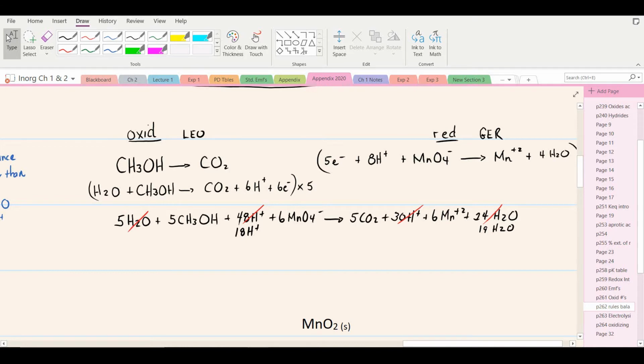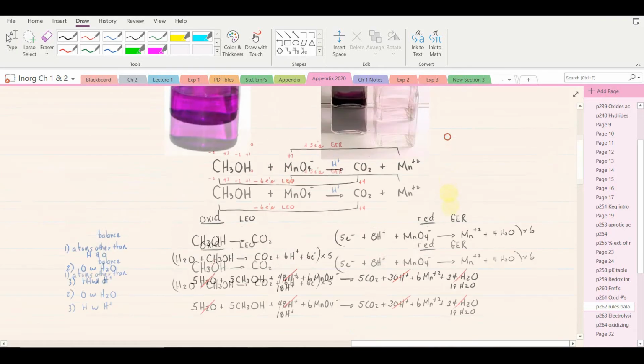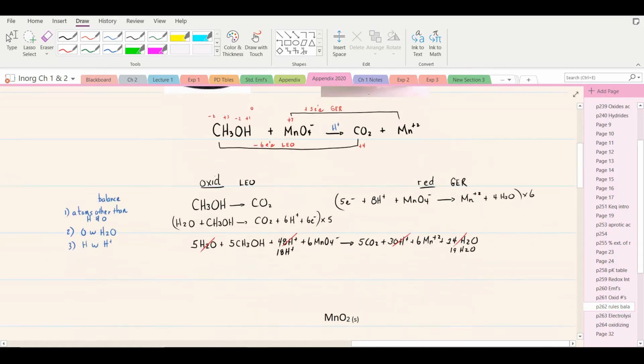What this tells us is that if we want to oxidize methanol with permanganate to CO2, the stoichiometric ratio for this reaction is 6 moles of permanganate for every 5 moles of methanol. That's done in acidic solution. Sometimes redox reactions are carried out in basic solution. Take a look at the next example.